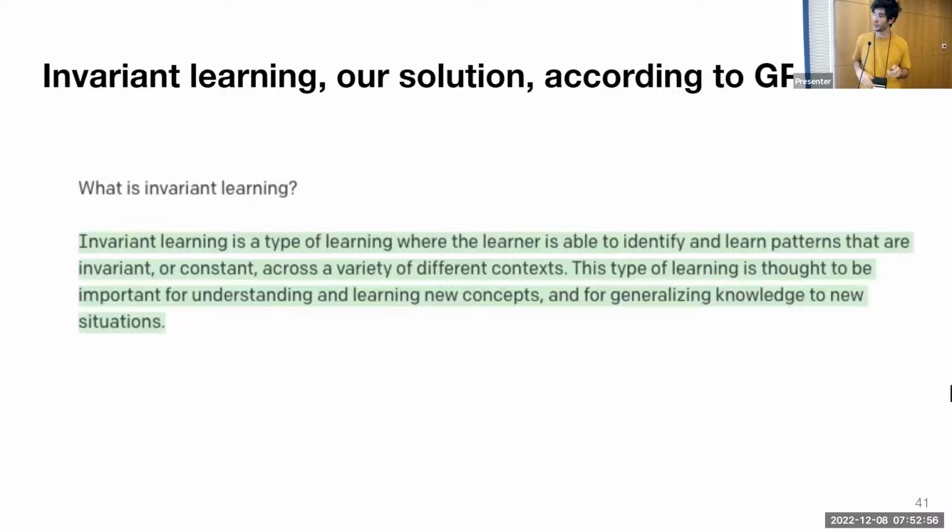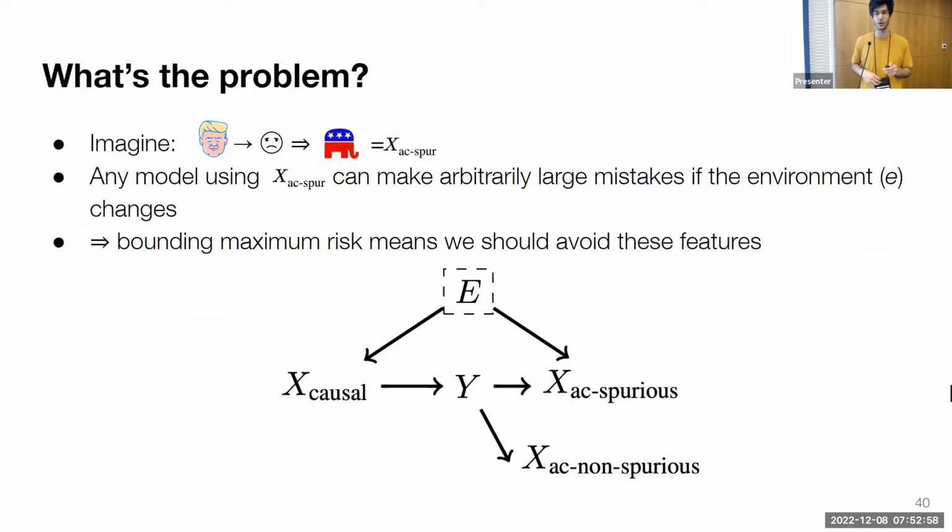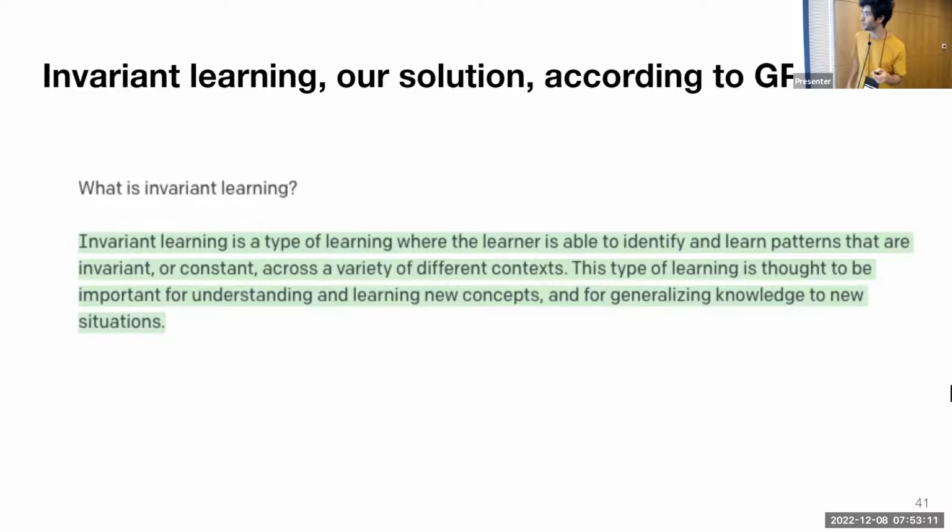And the solution for this type of problem, or to solve this graph in a way that does not use the spurious information and only uses X causal, or X anti-causal non-spurious, to generate predictions, is called invariant learning. And I've asked GPT-3 to give me an answer for what this is. So this is actually not exactly true, but true enough for us to understand.